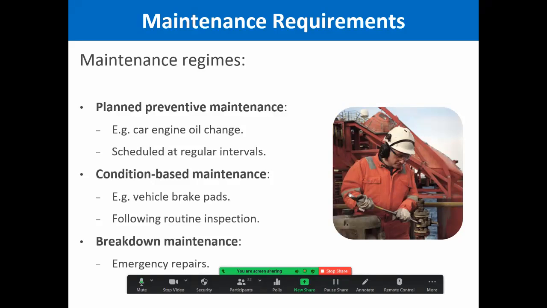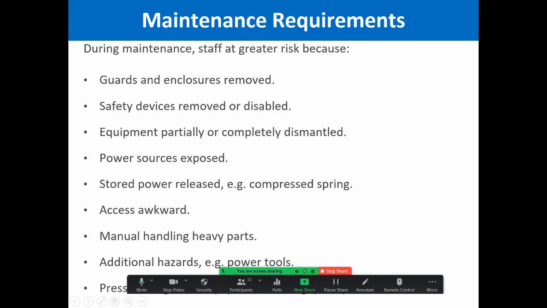Then there is breakdown maintenance. If there is equipment breakdown, then you might have to carry out emergency maintenance as well. Maintenance is a very dangerous and hazardous activity. So during maintenance, you need to make sure that you protect your workers thoroughly. During maintenance, the staff is at a very high risk. Before starting any maintenance, the guards and enclosures are removed, so you need to make sure that you are safe. Because the guards and enclosures are removed, the safety devices will be removed or disabled, hence the equipment is very high risk.